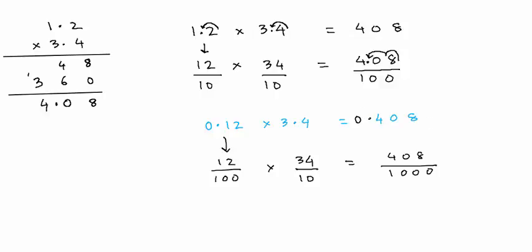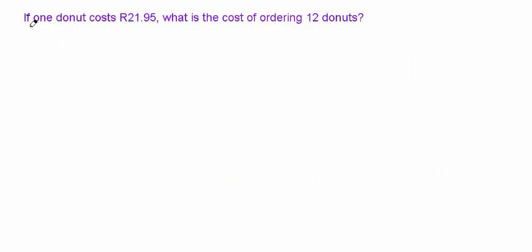Let's try a word problem now. If one donut costs 21.95 Rand, what is the cost of ordering 12 donuts? So it's all about multiplying these two numbers, 21.95 with 12. While multiplying, you just ignore the decimal point.